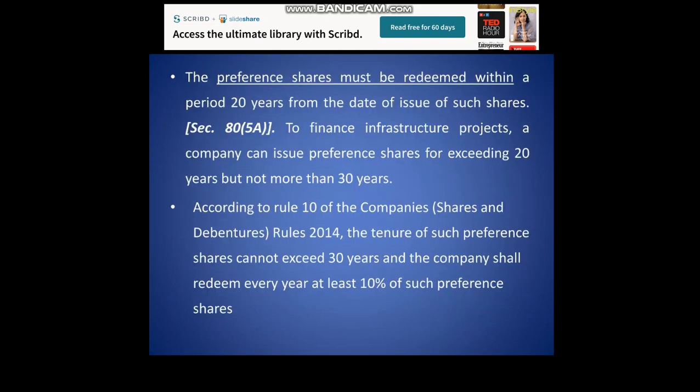The preference shares must be redeemed within a period of 20 years from the date of issue of such shares. To finance infrastructure projects, a company can issue preference shares for a period exceeding 20 years but not more than 30 years, according to Rule 10 of the Companies (Share Capital and Debentures) Rules 2014. The tenure of such preference shares cannot exceed 30 years, and the company shall redeem every year at least 10% of such preference shares.